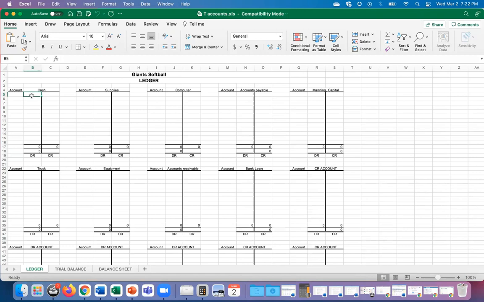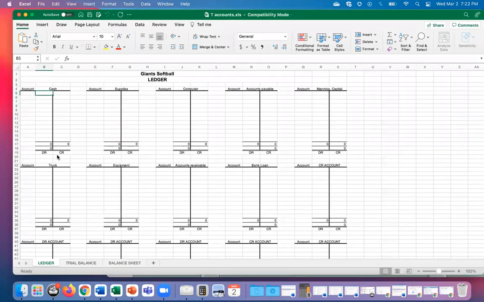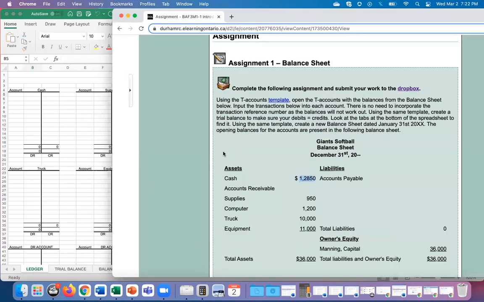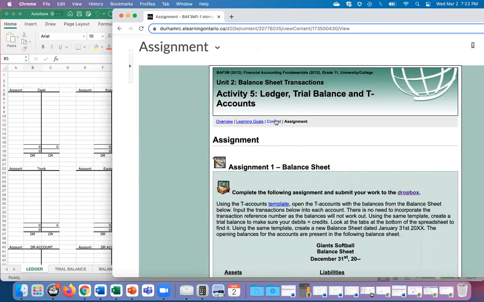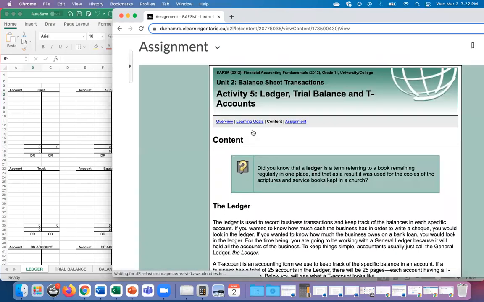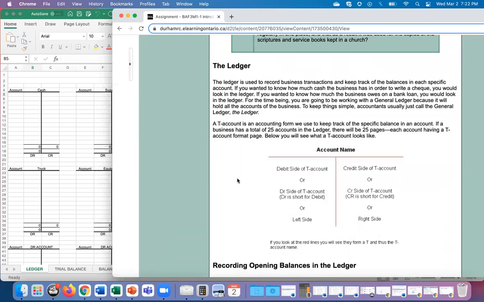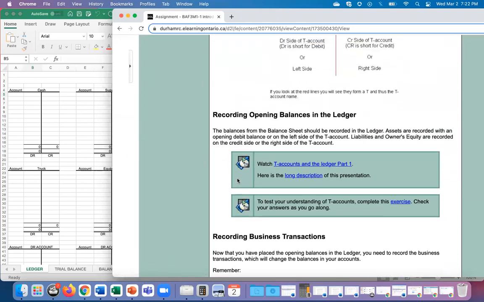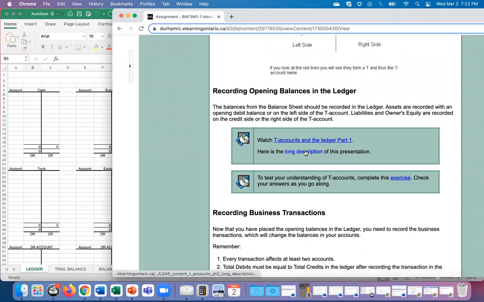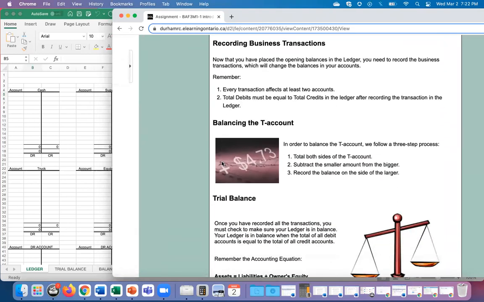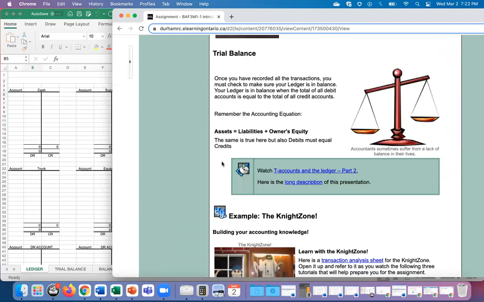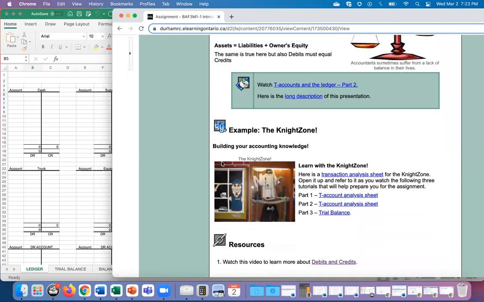But if you are struggling with that concept, I highly recommend going back to the content page of this activity or assignment. If you go to the top and hit content, you should read all of this stuff and look at it. Look at the long description that has a nice PowerPoint that describes this whole thing. It tells you about business transactions and all of that. So all of that's important and you should read that.